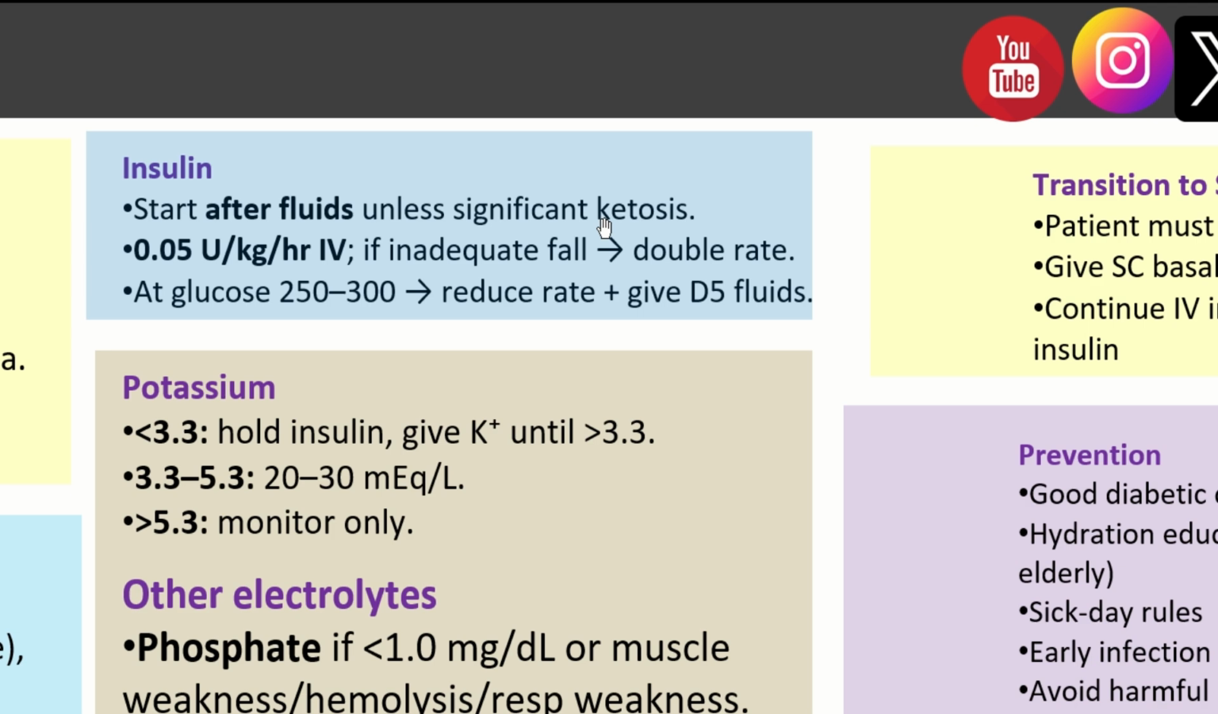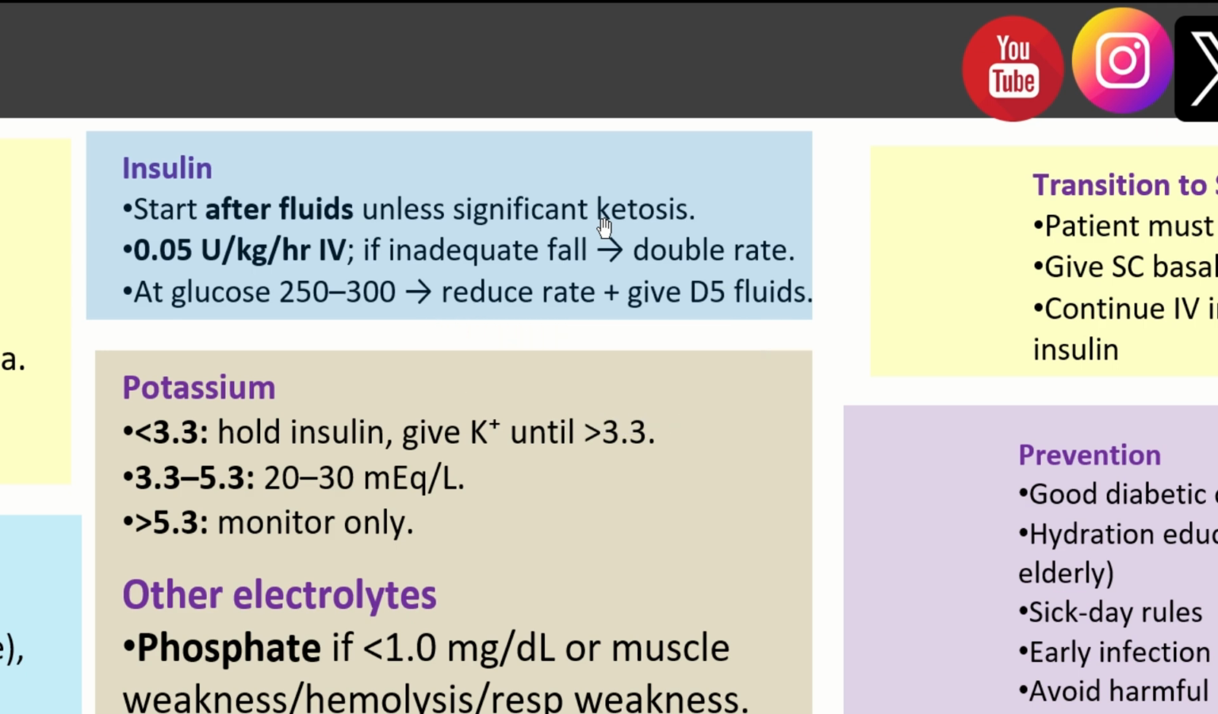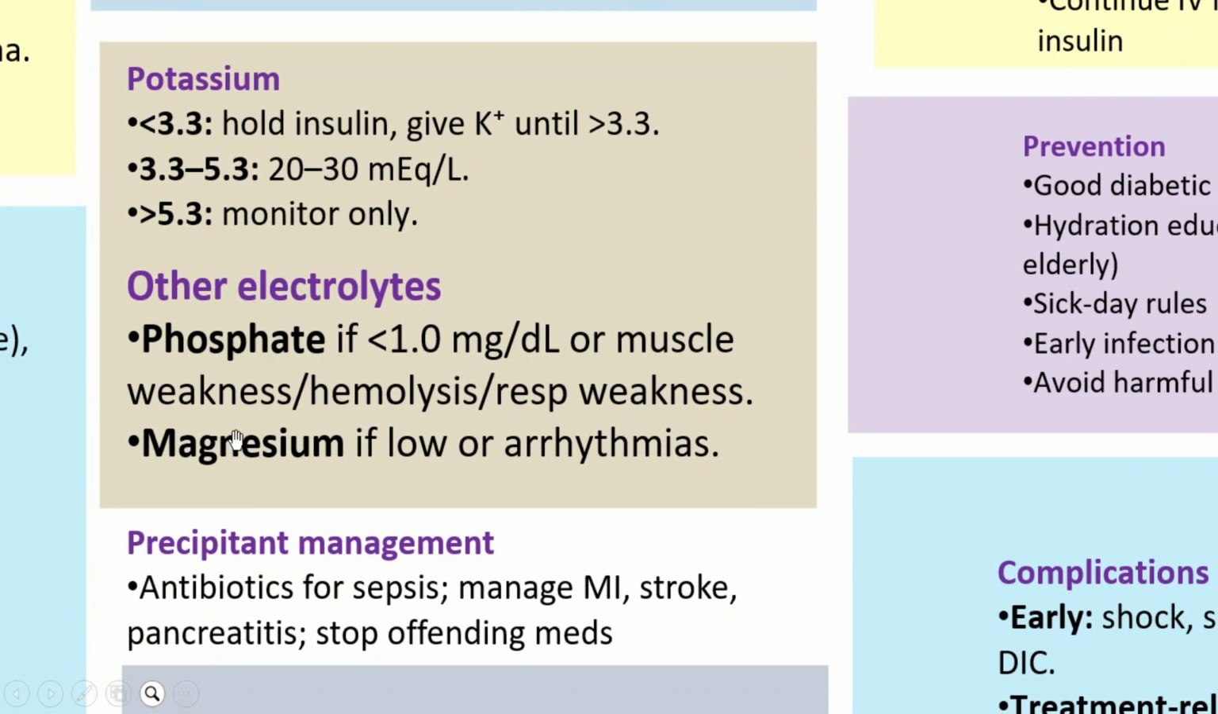Then the potassium. You always want to be careful with the potassium whenever you're giving insulin. If the potassium is less than 3.3, you want to hold the insulin and give potassium until you're greater than that. If it's between 3.3 and 5.3, you want to give some potassium as you give your fluids. If it's greater than 5.3, you basically just monitor and do not give potassium supplementation. Other electrolytes that can be deranged are phosphate and magnesium, and those are all going to be lost in the urine when you have that diuresis.